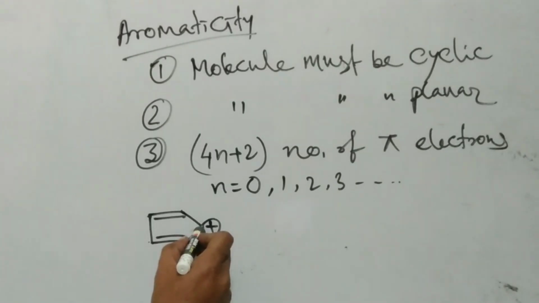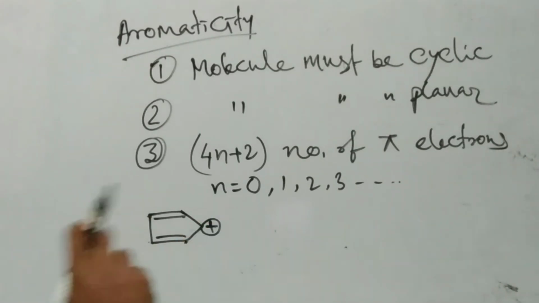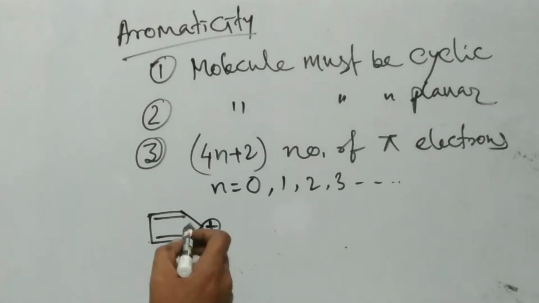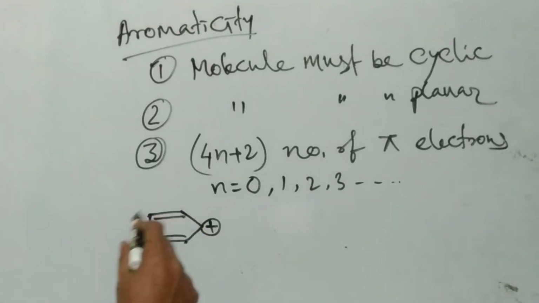Now let's check this carbon. If there were no positive charge, it would be sp3, and a plus charge means one orbital is eliminated. So sp3 minus 1 orbital gives sp2. So this carbon is also sp2 hybridized. Therefore all these 5 carbon atoms are sp2 hybridized. That means the molecule is planar and cyclic.